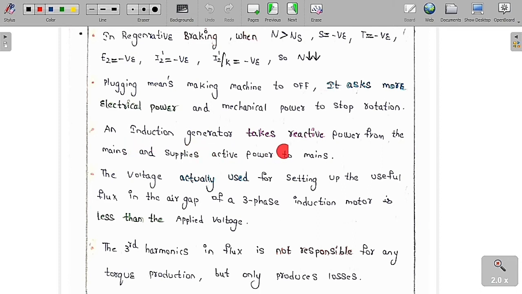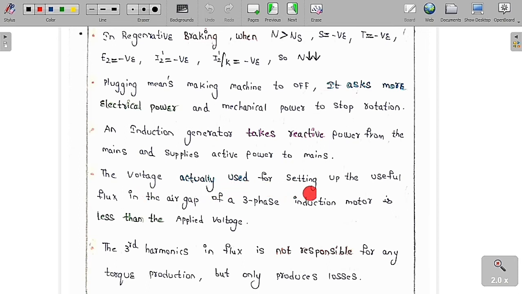An induction generator takes reactive power from the mains and supplies active power to the mains. I have already told you, an induction generator accepts the reactive power so that it can produce the flux, and it delivers the active power. If you connect an induction generator to a bus bar, it always accepts the reactive power to produce the flux and always generates active power to the bus bars.